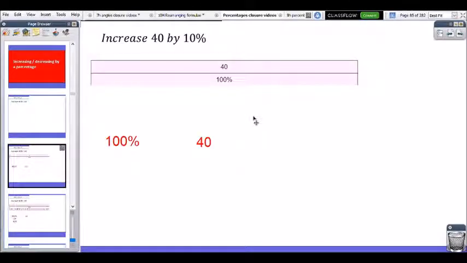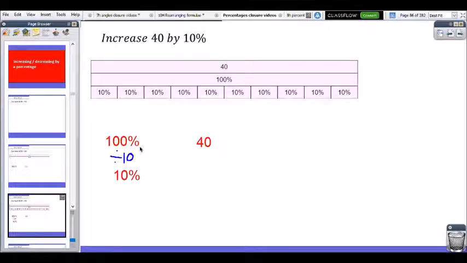So I'm just going to draw a bar and the amount that I start off with, we're always going to call 100%. So 40 is 100% in this problem. So I'm going to start by calculating 10% of 40. To get from 100% to 10%, I'm dividing it by 10. I'm dividing by 10 because I can see that 10 lots of 10 fit into 100%.